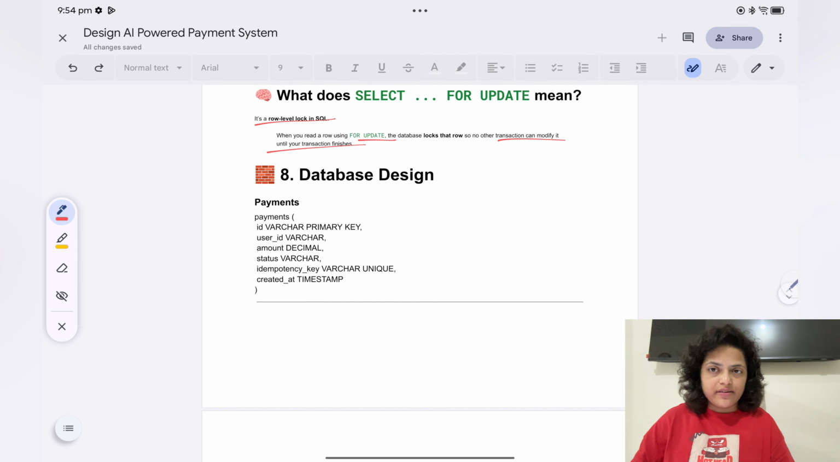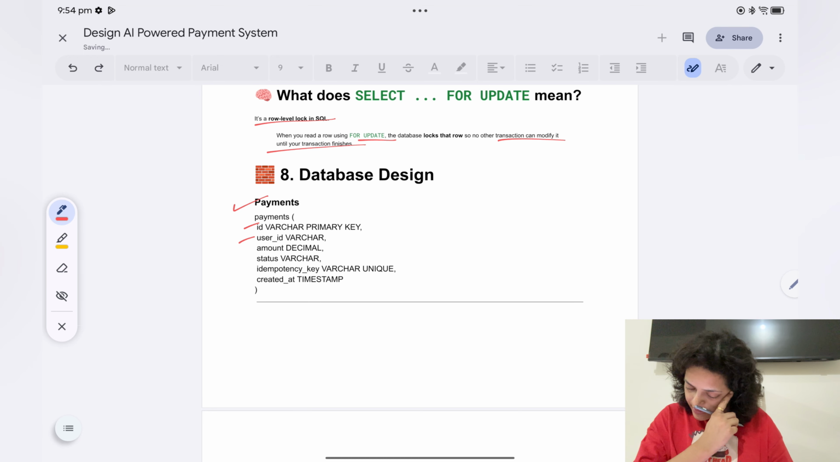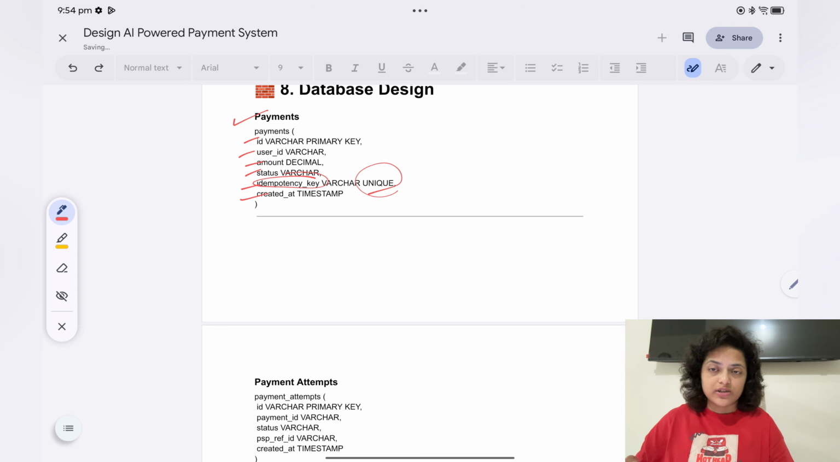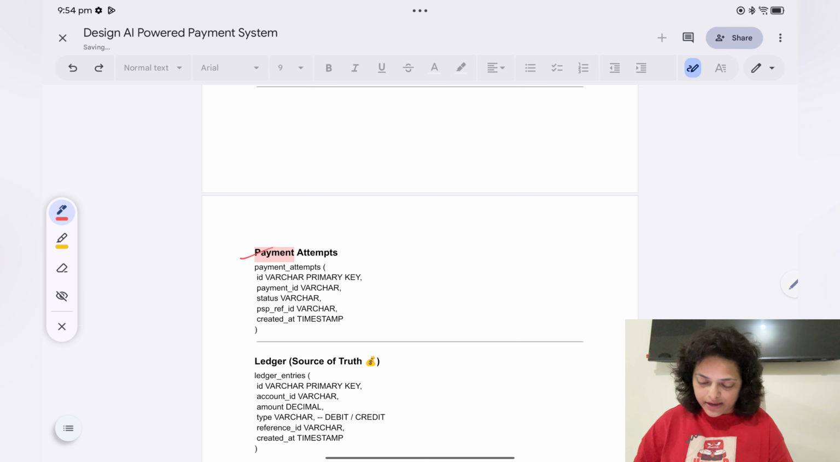Now the database design. You will have a payment table, which will have ID, user ID, amount, status of the payment, idempotency key, which is very important, and created at. And that too is unique, you can see this. So a database-level constraint we have used here. Now payment attempts, meaning how many times he has attempted that payment: ID, payment ID, status, then PSP reference ID, which will be your reference for which PSP you have tried, and created at.